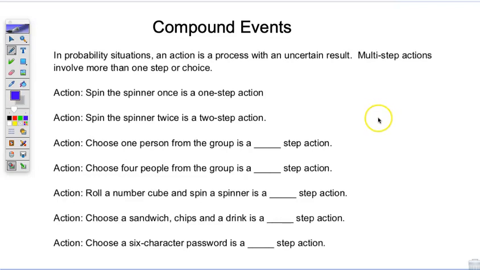Today's lesson is on compound events. In probability situations, an action is a process with an uncertain result. Multi-step actions involve more than one step or choice. So let's take a look at some examples and decide how many action steps there actually are.